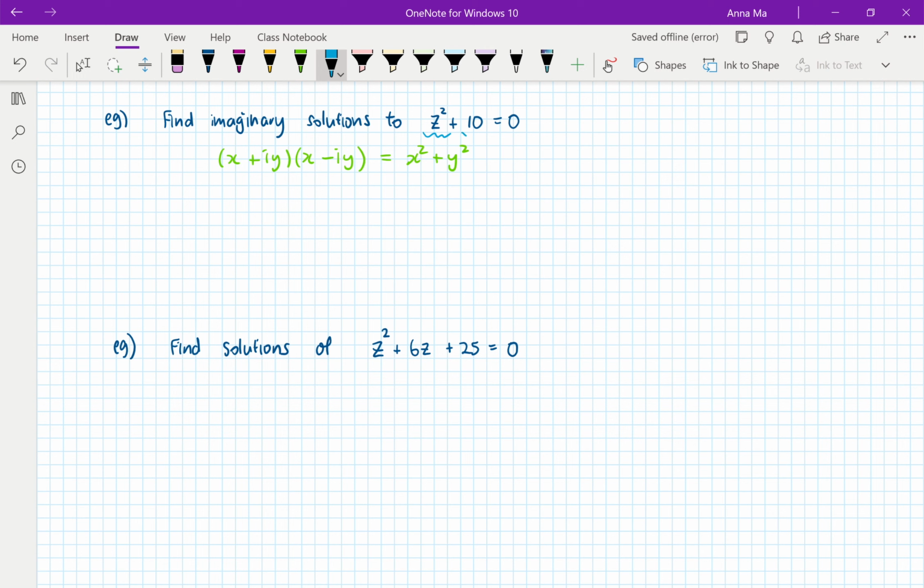So using that, I guess we're going backwards in this case. I can say that this is my x squared and this would be my y squared, and we can refactorize it as z plus i root 10, because if that's my y squared, my y would be root 10, and then I just write the conjugate down. So the second bracket would be z minus i root 10. And if that entire thing is equal to 0, we can simply solve for z as plus minus i root 10.